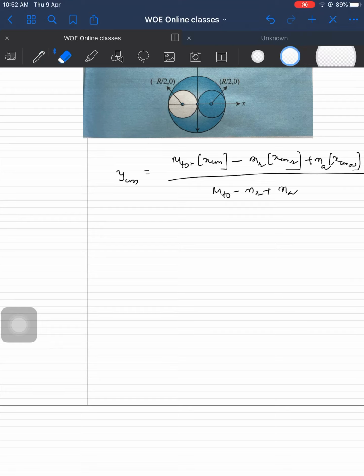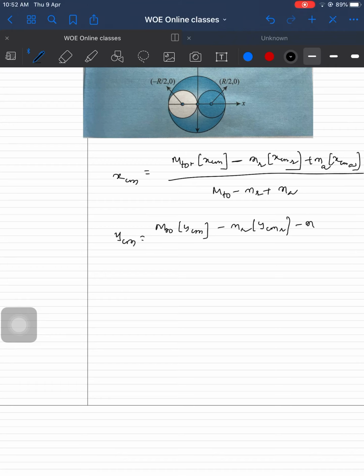Okay, this is the x center of mass. Similarly, y center of mass is equal to m total y center of mass minus mass removed into y center of mass of removed body plus m added into y center of mass of added body, by m total minus m removed plus m added. M removed is mass removed, m added is mass added.